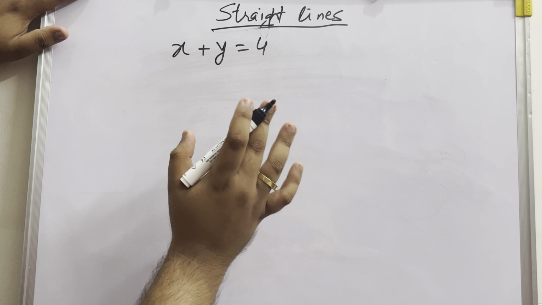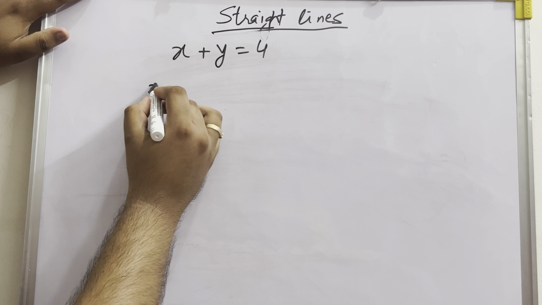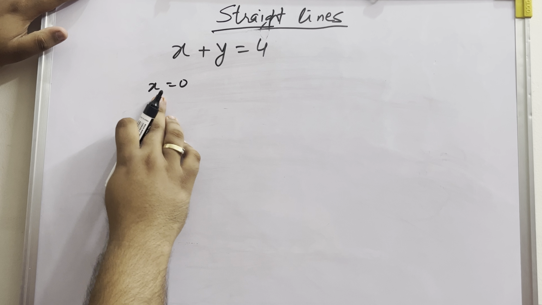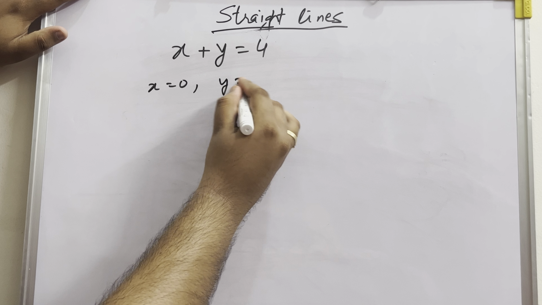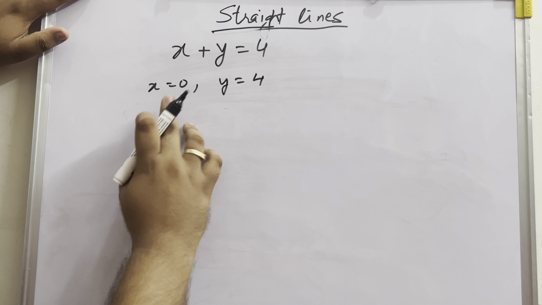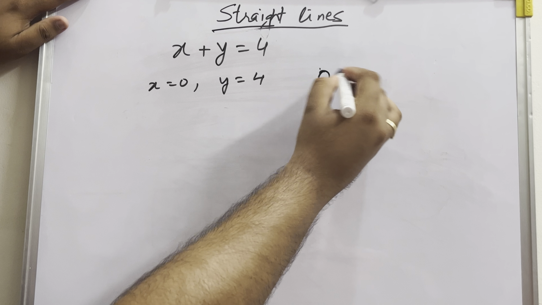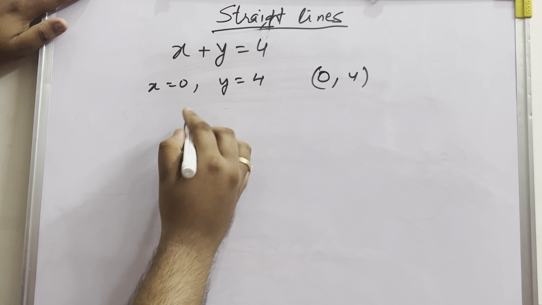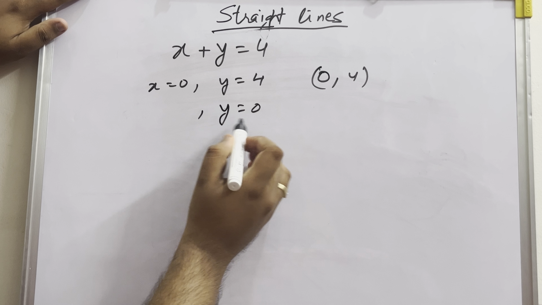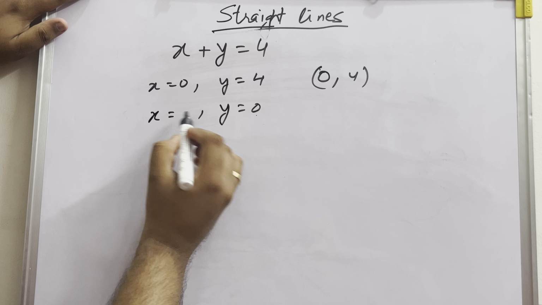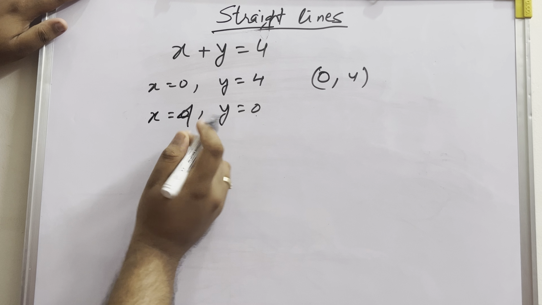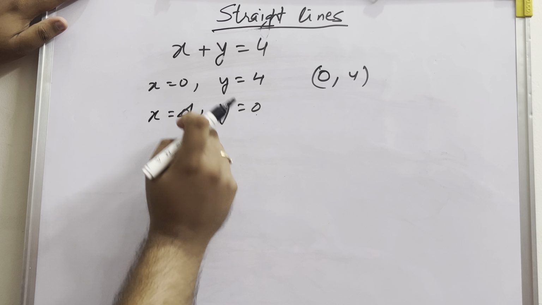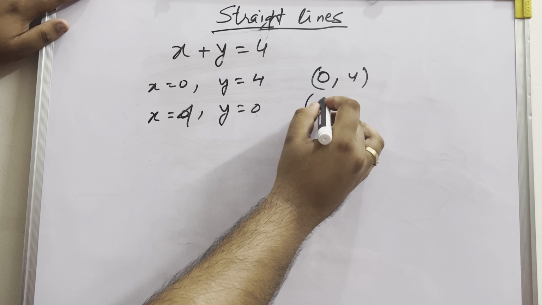What you will do over here is, first you put x is equal to 0. If x is equal to 0, what is the value of y that you get? Y is 4. So this is one point, 0 comma 4. Next, you have to put y as 0. If you put y as 0, what value of x do you get? X value is 4. So the next point is 4 comma 0.